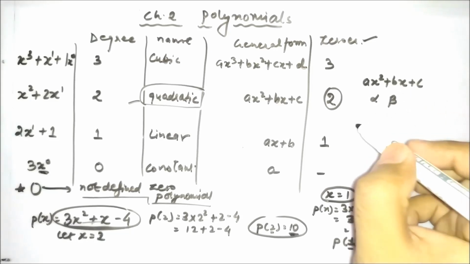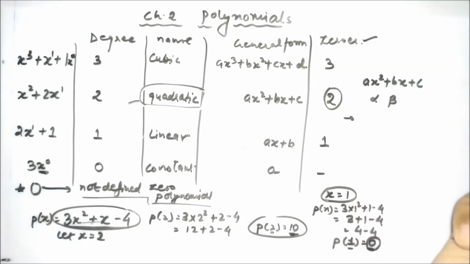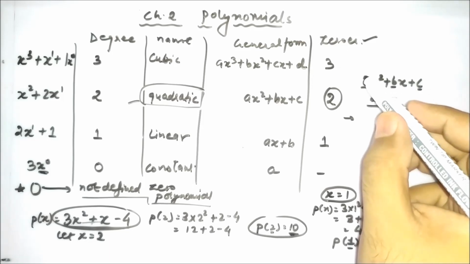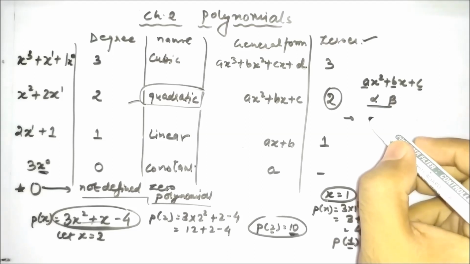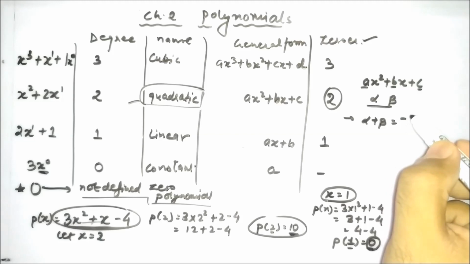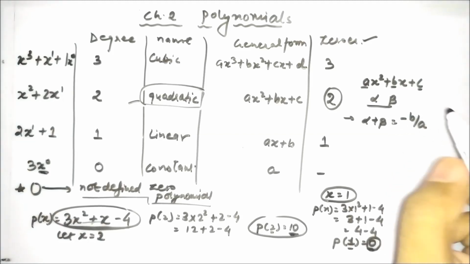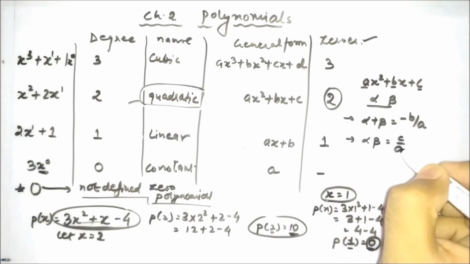Now we have 2 more relations that will be used in this chapter, that is the sum of zeros and the product of zeros. That is actually the relationship between the zeros and the coefficients. Coefficients are the constant terms attached to the variable. First is the sum of zeros, that is alpha plus beta is equal to minus b by a. This is a predefined relation, you just need to remember this. And the second relation is the product of zeros, which is equal to c by a.